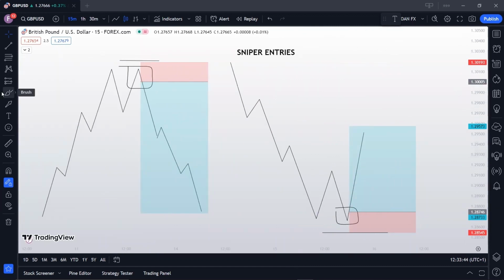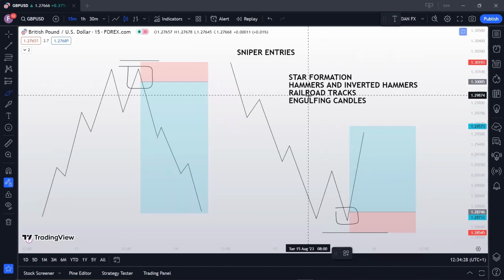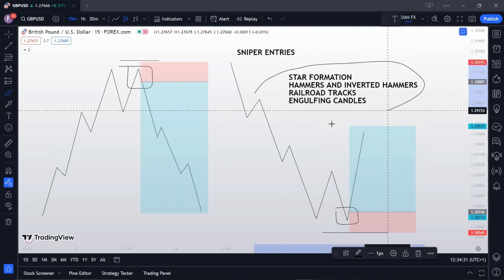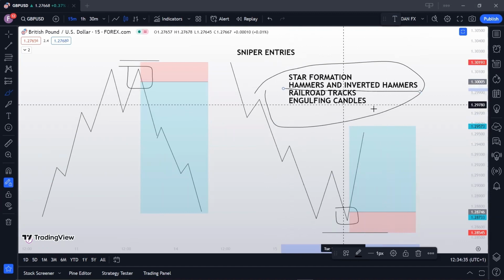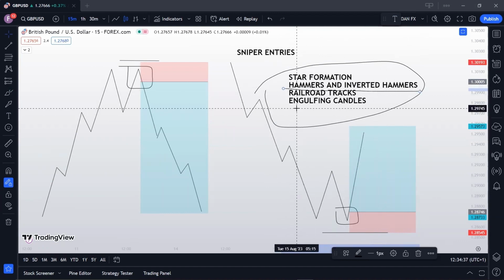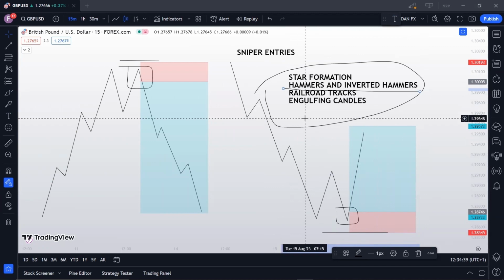So there are certain candlesticks that are used as confirmation for you to enter, so that you can enter those sniper entries, right? So I'm going to be showing you those candlesticks right now. There are basically 4 candlesticks. So these are the 4 candlestick patterns that you're going to be looking for. You're going to be looking for star formations, hammers and inverted hammers, railroad tracks, and engulfing candles. These are the candlesticks you're going to be looking for. So I'm going to be showing you what they look like right now.